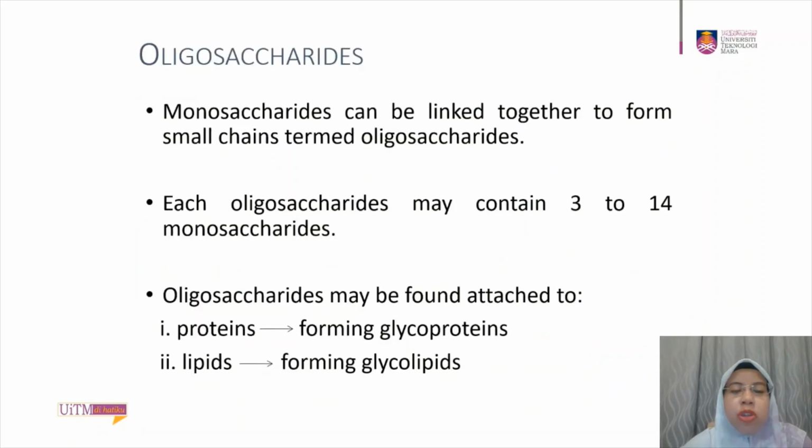Oligosaccharides may contain 3 to 14 monosaccharides. The link between the monomers may involve a 1,2-glycosidic bond or a 1,4-glycosidic bond. Where can we find these oligosaccharides? Normally, we find them on the surface of the cell, the surface of the plasma membrane. Examples here are a glycoprotein and a glycolipid.